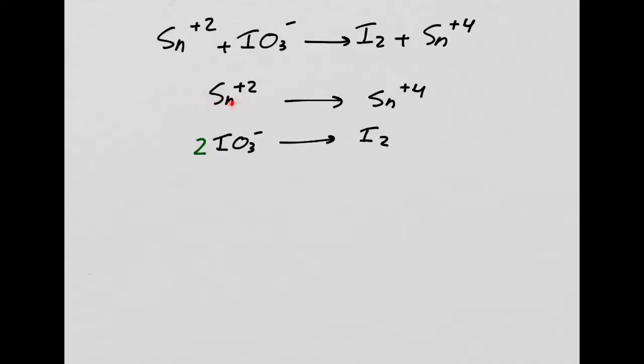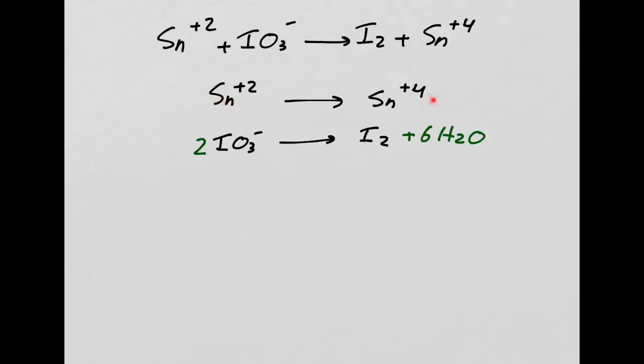Then you balance the oxygen by adding water. I have no oxygen here. I have no oxygen here. How many oxygen do I have here? Be careful, because I have 2 iodate now. So I have 6 oxygen here, and I have no oxygen here. So you balance the oxygen by adding water to the side that does not have oxygen. Then you balance the hydrogen by adding H+.